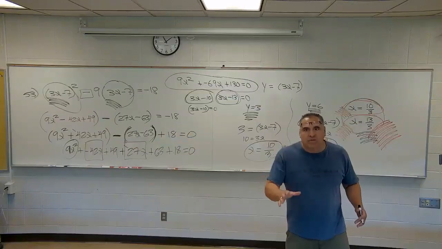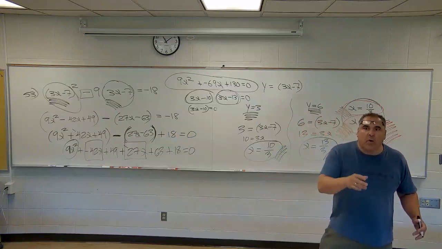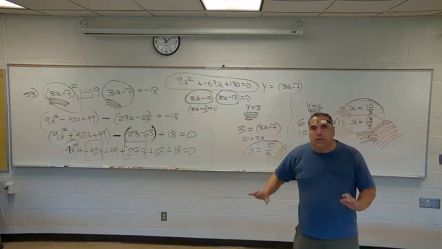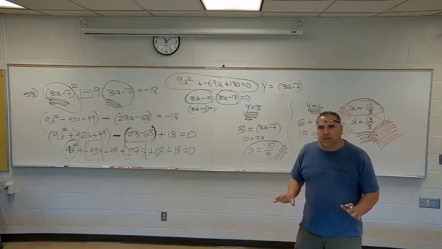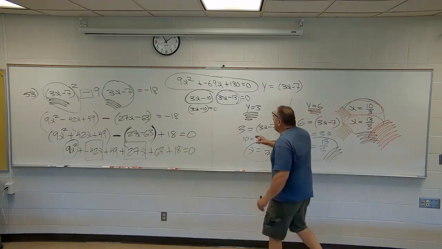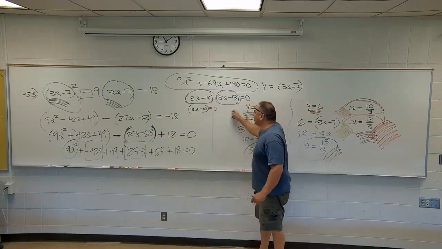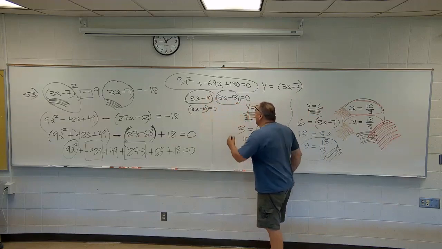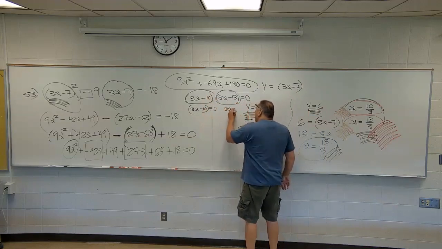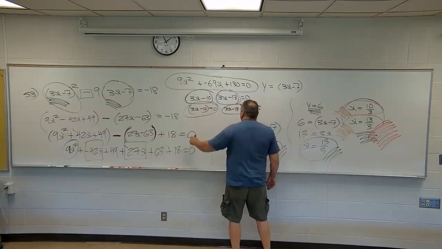At least one of them's got to be 0. Go the scenario of each one individually being 0. They don't all have to be 0 simultaneously. But if you multiply 2 things together and you get 0, either one is equal to 0 or the other is equal to 0. You got this and you got this.